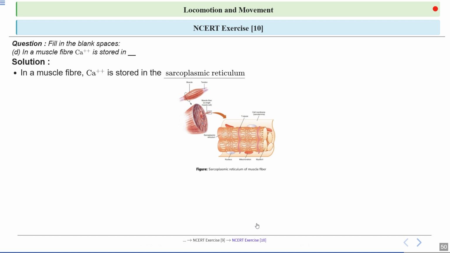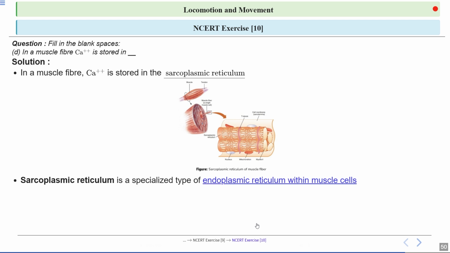So you can see the picture of the sarcoplasmic reticulum of a muscle fiber. Now the sarcoplasmic reticulum is actually a specialized form of endoplasmic reticulum, but it's only found in muscle cells. Okay, so this is a kind of endoplasmic reticulum of muscle cells.